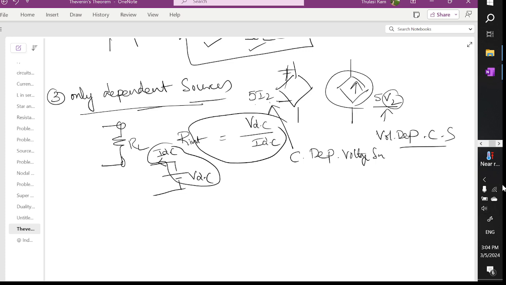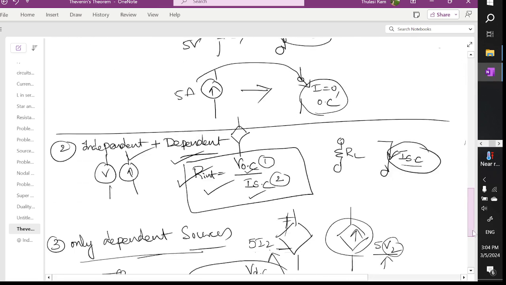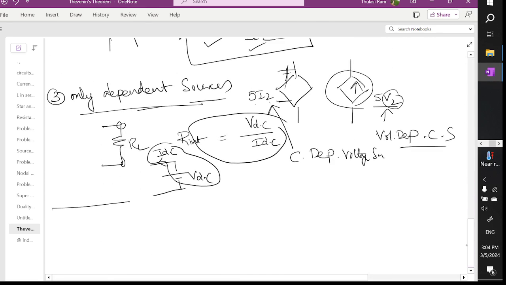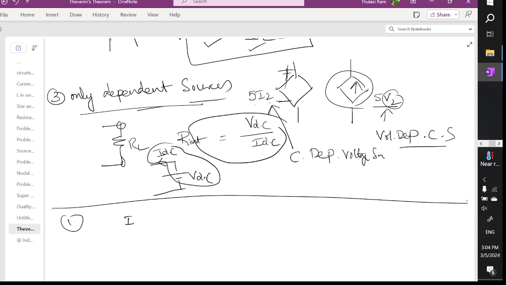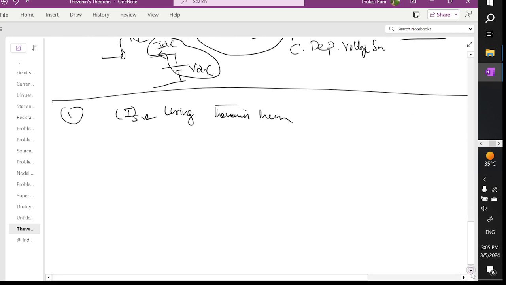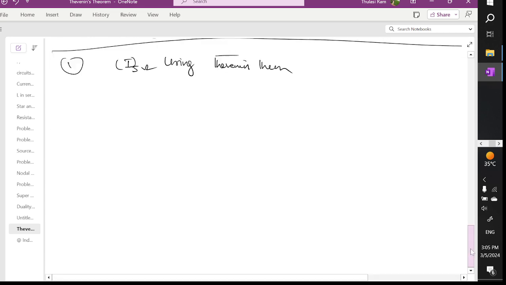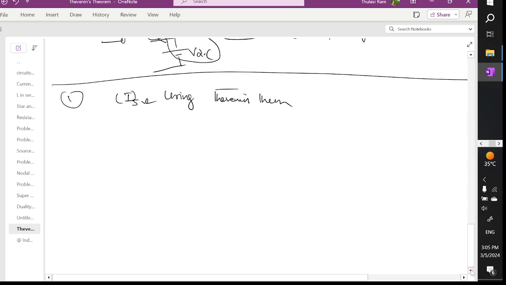Now let's try to solve one problem to understand our concept well. Let's write down the first problem. The first problem is: determine the current through the 5 ohm resistor using Thevenin's theorem. Find the current through the 5 ohm resistor using Thevenin resistance.